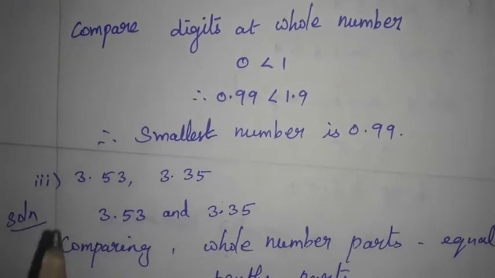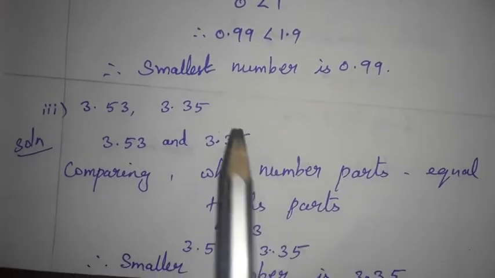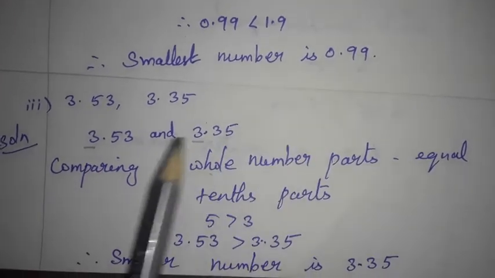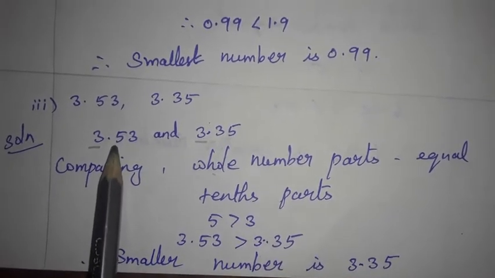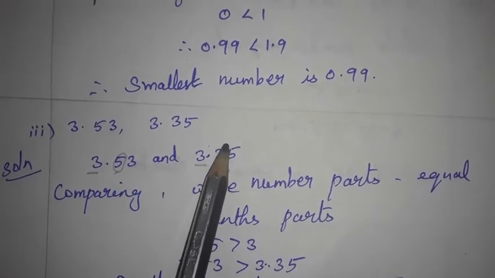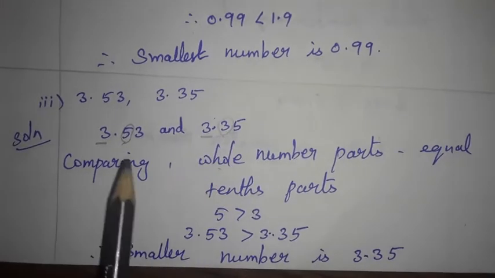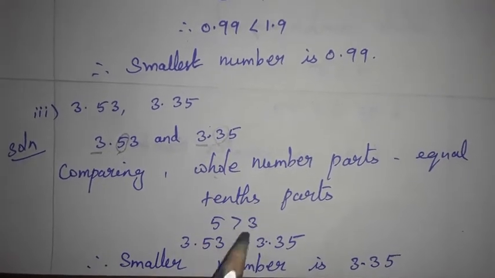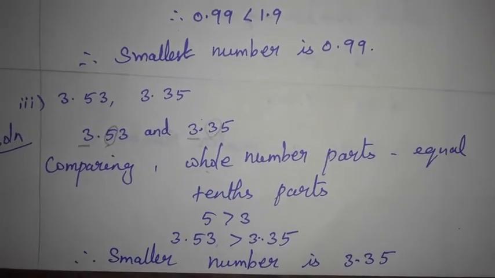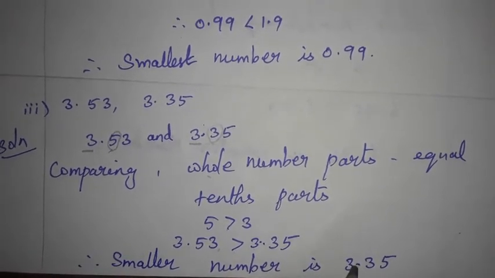And the third sum, 3.53 and 3.35. First you have to compare the whole part. The whole parts are equal. Therefore we are moving to the 10th place. Here the 10th place is 5, and in the second number the 10th place is 3. That is, 5 is greater than 3. Therefore, 3.53 is greater than 3.35. Therefore, the smallest number is 3.35.